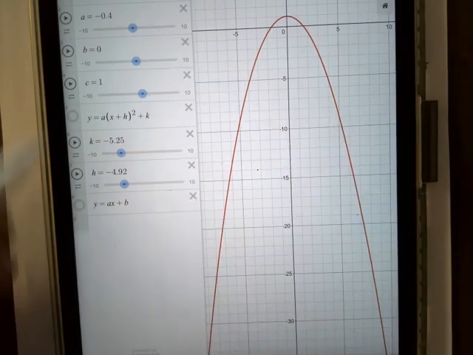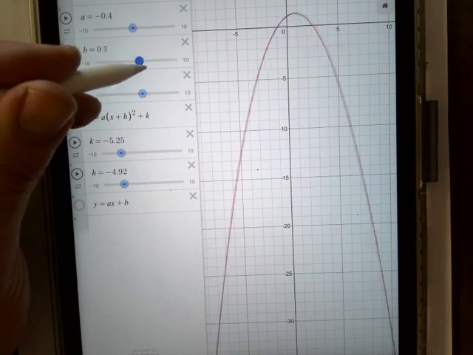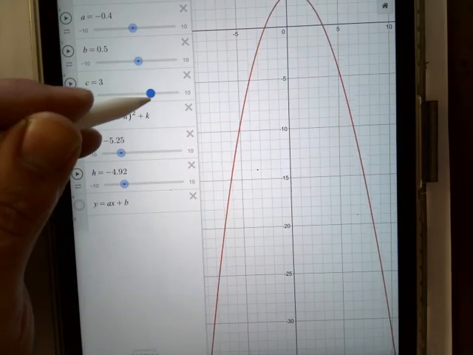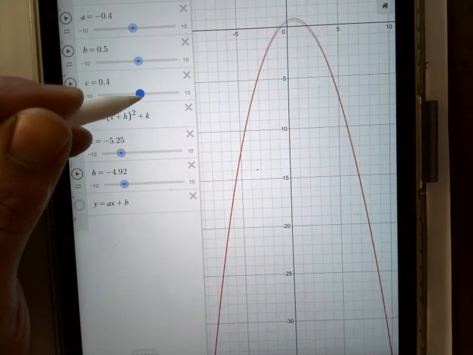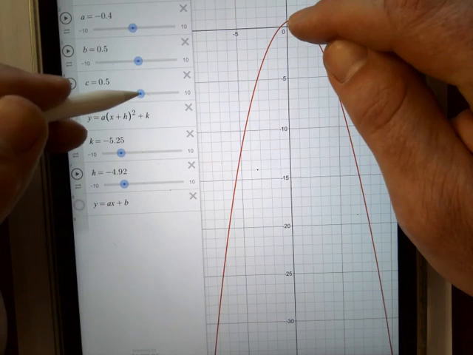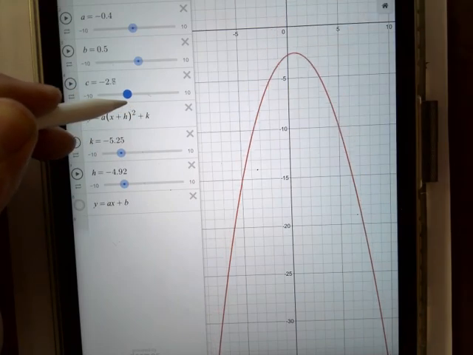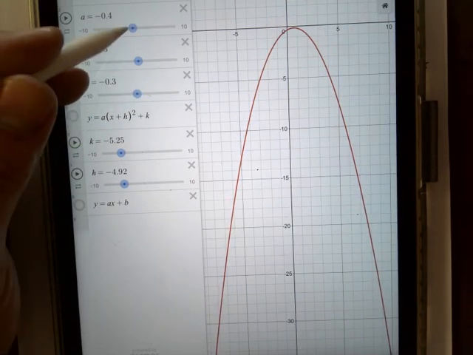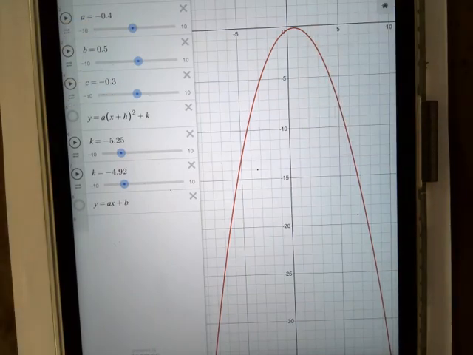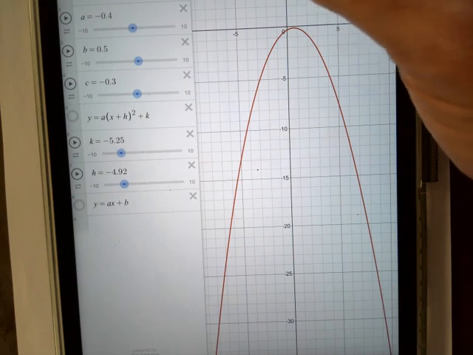B, how does B affect my parabola? B shifts it sideways a little bit, and C shifts it up or down. We're going to talk about that in a little while as well. C is essentially the y-intercept if you think about it. So you're moving the y-intercept up or down depending on what the C value is. So A is important in terms of the sign, and C is important in terms of the shifting that happens vertically. Okay?